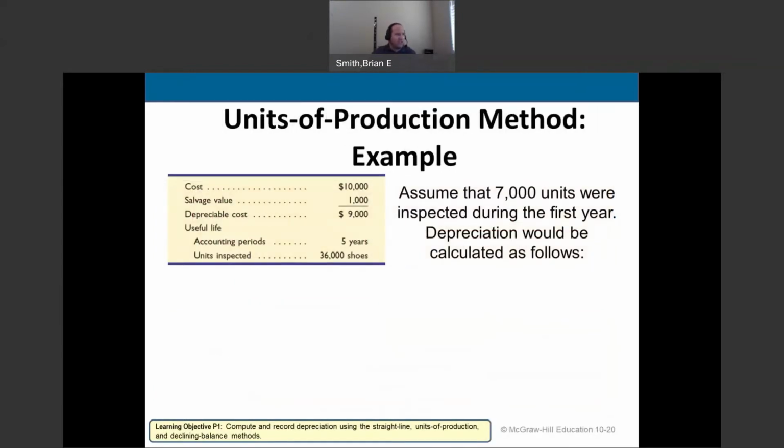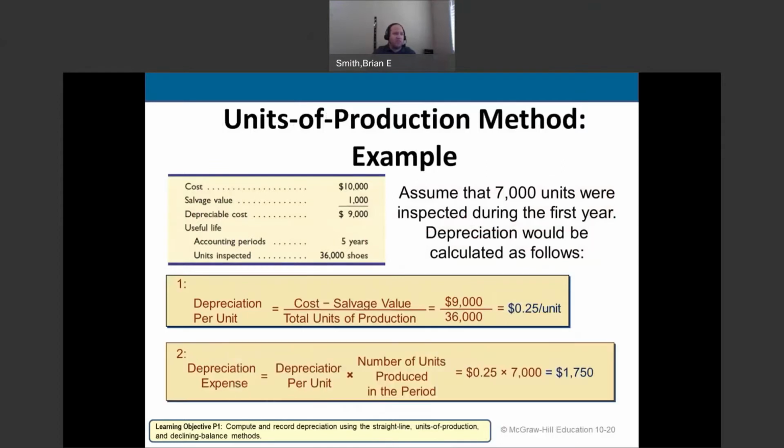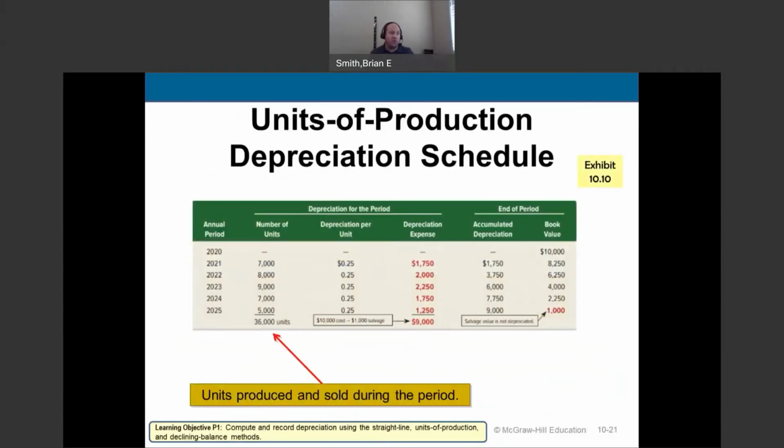So let's look at it from this standpoint, okay? Let's assume 7,000 units were inspected and produced during the first year. Depreciation would be calculated as follows. First of all, we take our $9,000, which is our cost minus salvage value. We divide that by 36,000. That gives us 25 cents per unit. We multiply that 25 cents by 7,000, and we get $1,750 in depreciation expense for year one.